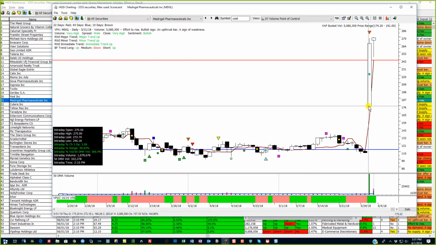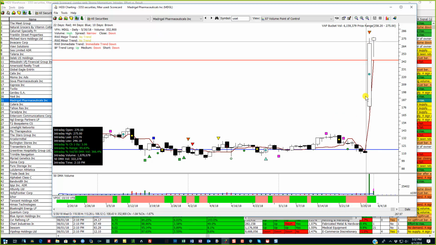But look at this. This had to be earnings or some news. I'm not going to look at the news. But it opened here at 176, traded up to around 265 yesterday, and it followed through again today. Now, a stock like this is pretty tough to chase for an individual investor, especially. Just out of curiosity, MDGL.